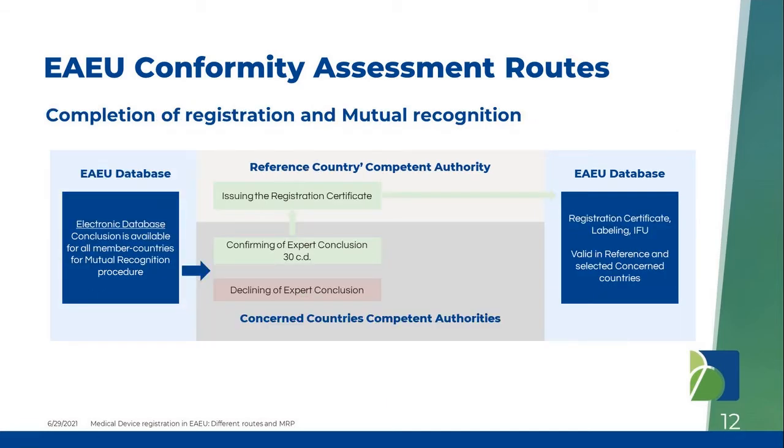And the final step is completion of the registration and mutual recognition procedure, MRP. On this stage, the expert conclusion is uploaded in the electronic database. The competent authority of the reference country should notify the applicant of the positive conclusion in the reference country and ask to provide the state dues payment confirmation for concerned countries. The applicant will have 10 days to provide this confirmation.